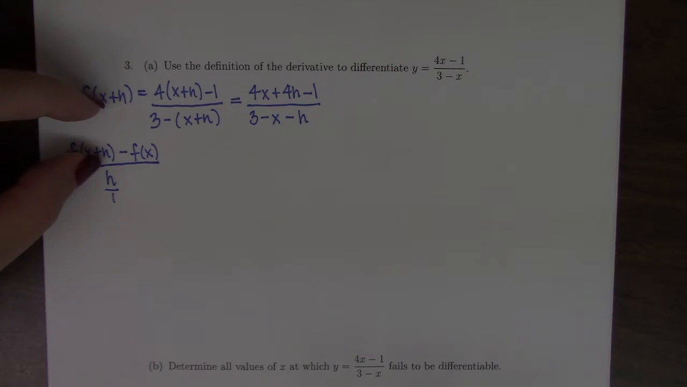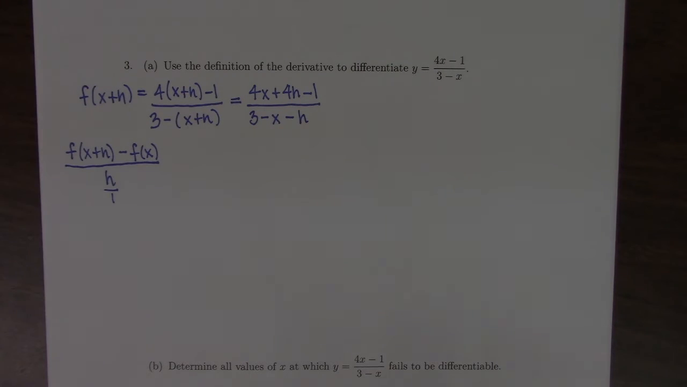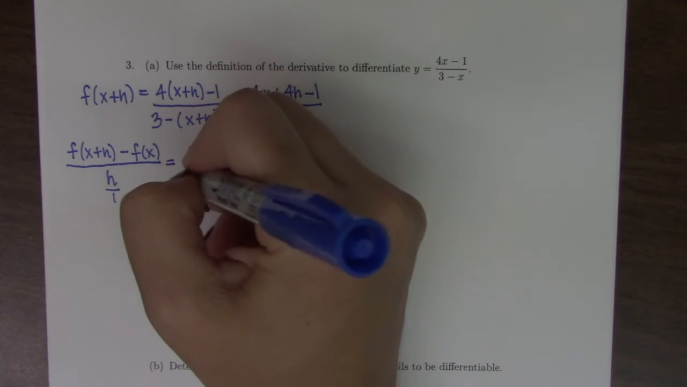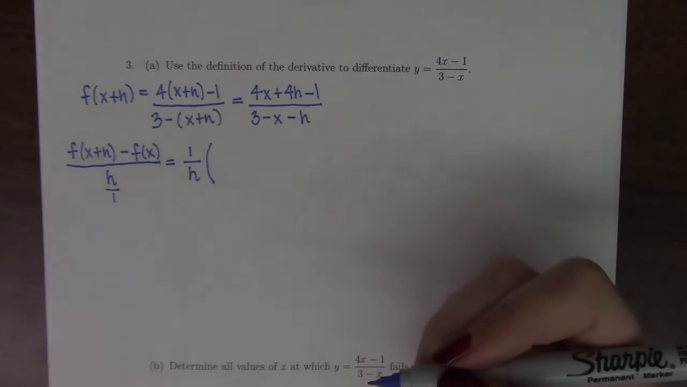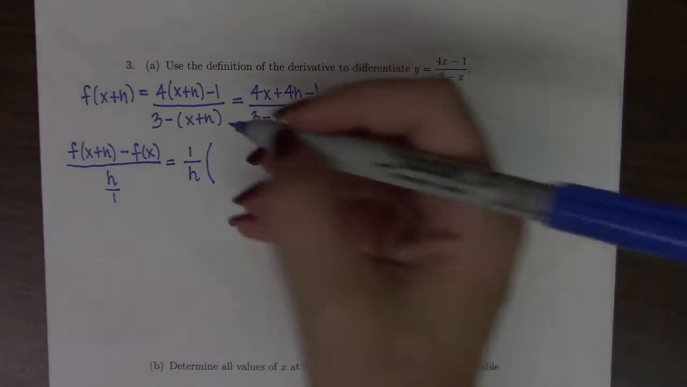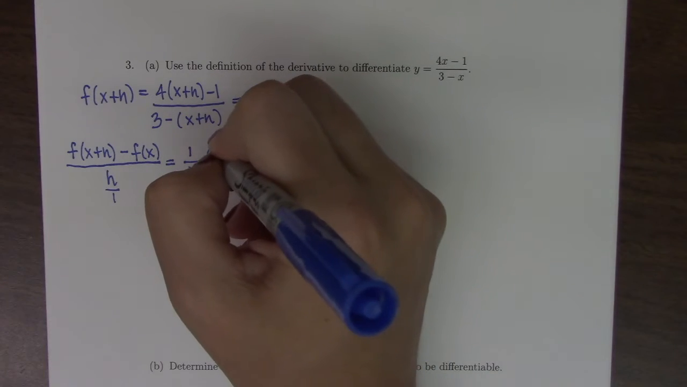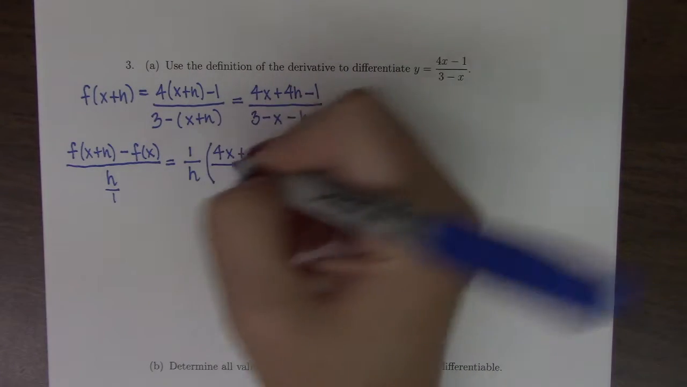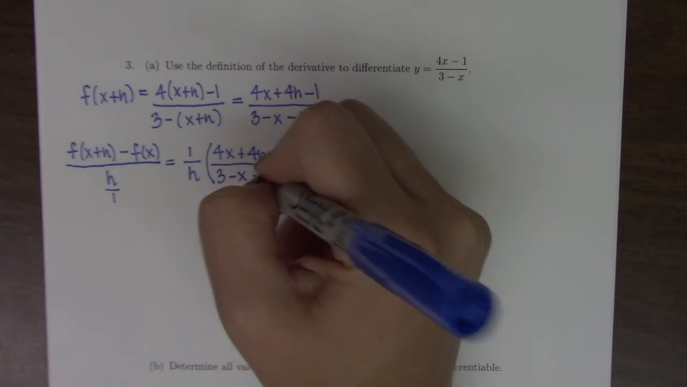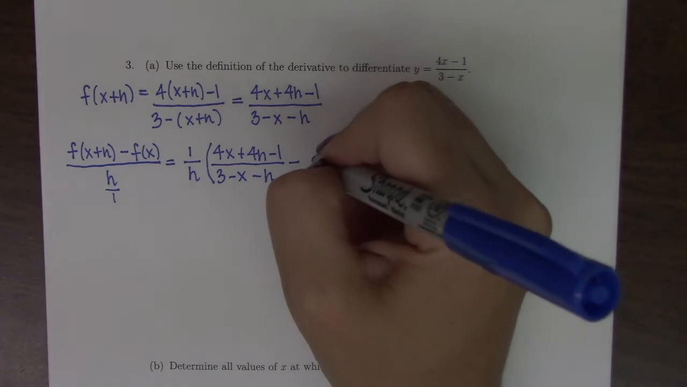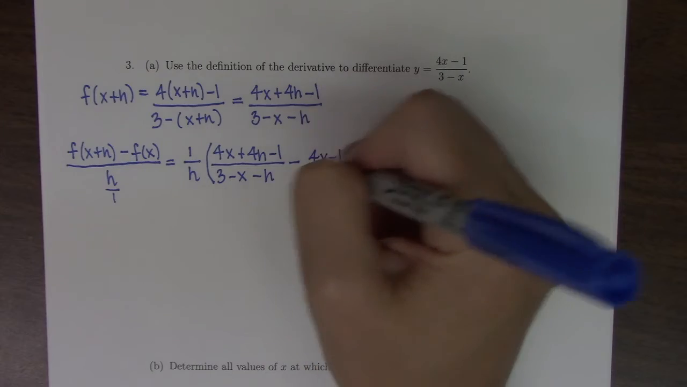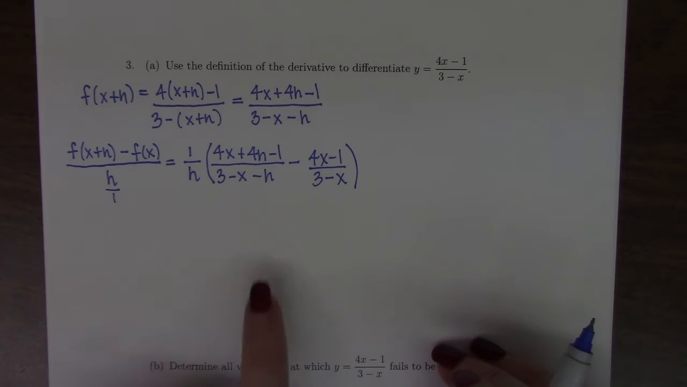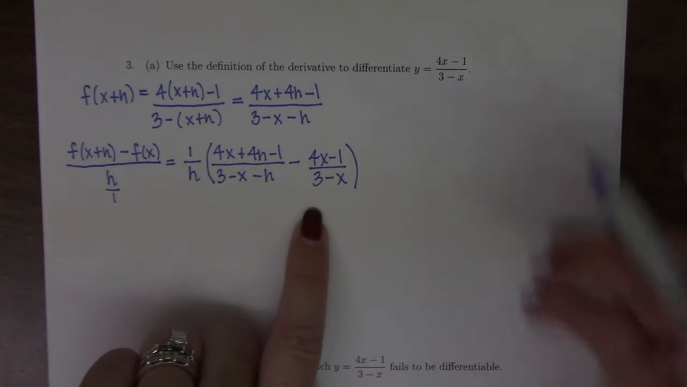So if I divide a fraction by a fraction, I can multiply times the reciprocal. So just to make things work a little smoother, I can say this is the same thing as 1 over h times my numerator. So I'm going to put f of x plus h in first, so that was 4x plus 4h minus 1 over 3 minus x minus h, and then I'm going to subtract 4x minus 1 over 3 minus x.